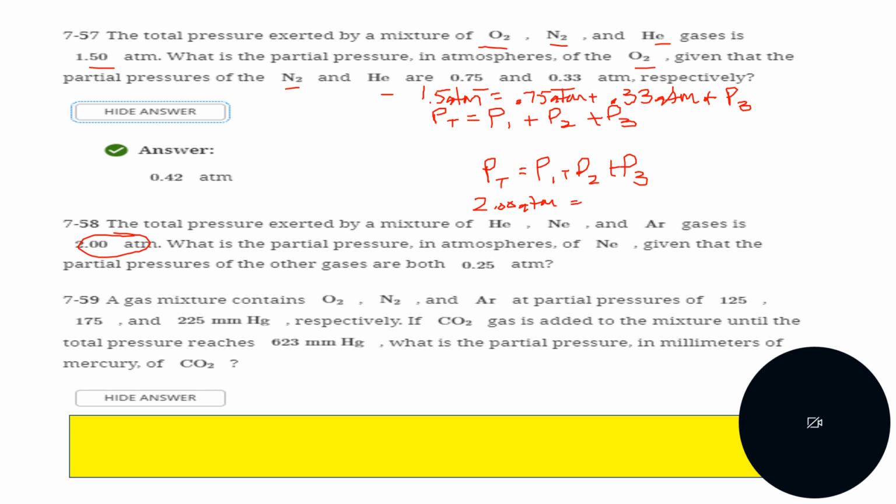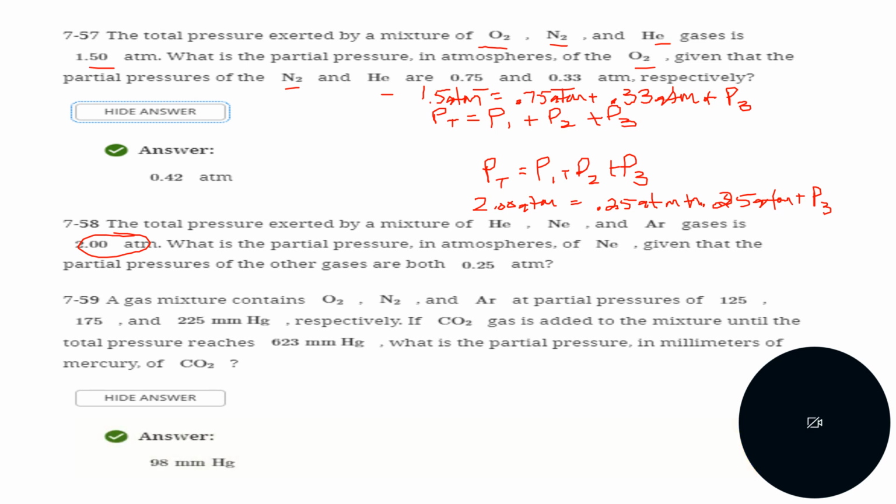And then it's going to give you two of the pressures, 0.25 atm, plus another 0.25 atm, plus your third gas. So just subtract 0.5 really from 2, and you end up with your answer of 1.5.